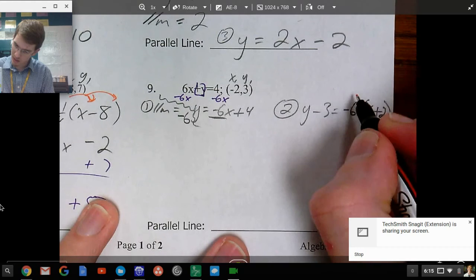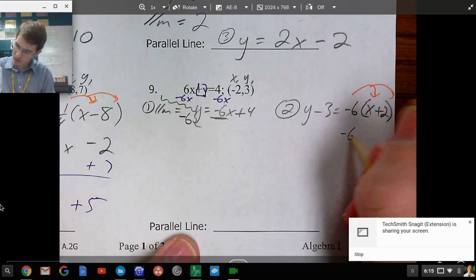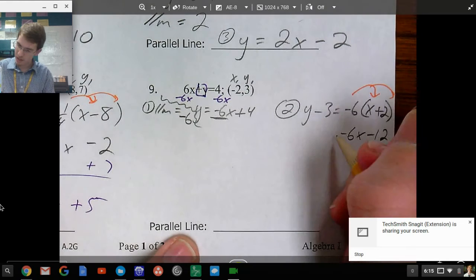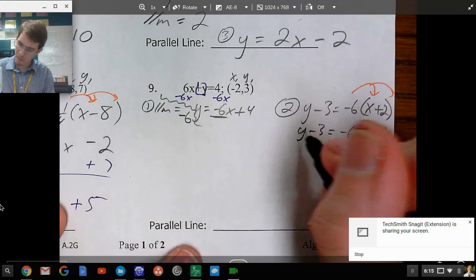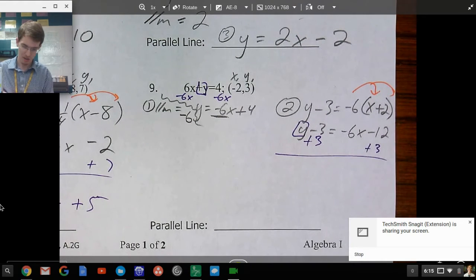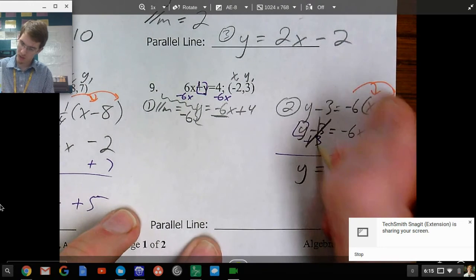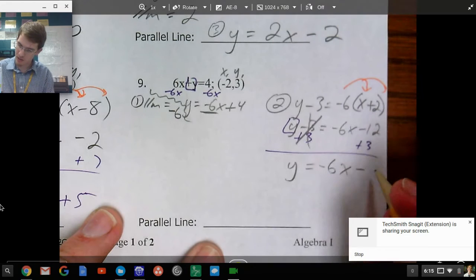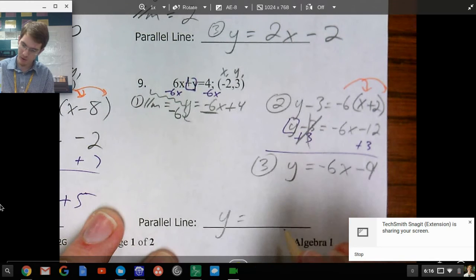All right, so let's see. Negative times negative. Distribute that. And so we get negative 6x minus 12. If I'm multiplying that correctly, negative times positive is negative. Y minus 3 is not y by itself, so we have to add 3 to both sides. I'm not going too fast for you guys. And so we get y equals negative 6x minus 9. So there's actually our step 3 and our answer.